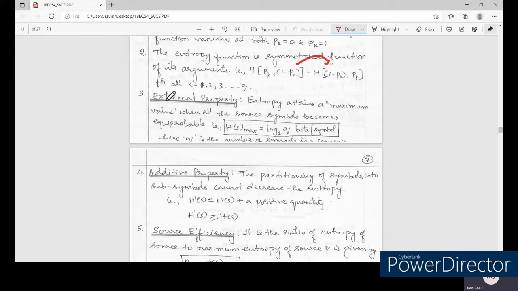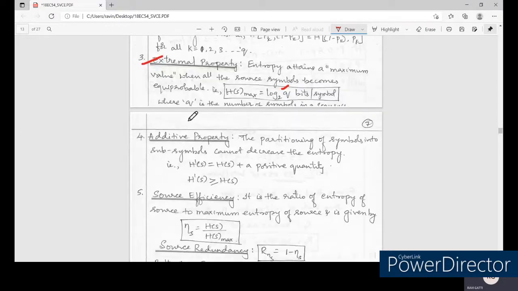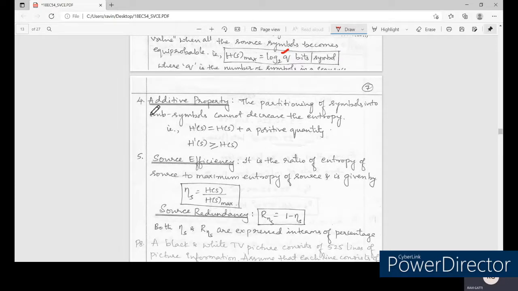And the third very important property, as we discussed, is the extremal property. You will get the maximum entropy from the source when all the source symbols occur with equal probability. Then the maximum entropy is log of the number of symbols in the source alphabet. This property we call the extremal property. And the next one: if you partition the source symbols into sub symbols, the entropy will never decrease. Always the entropy will increase if you partition the source symbol.